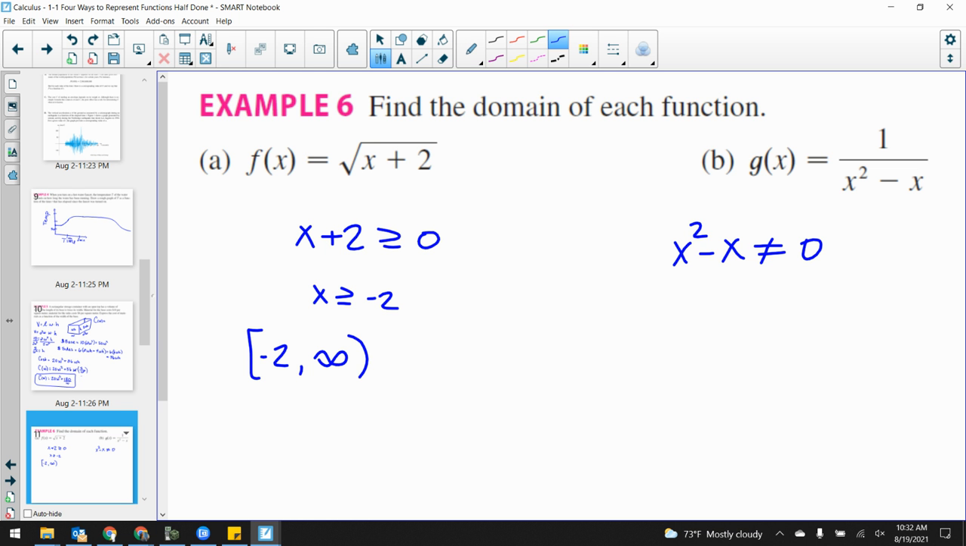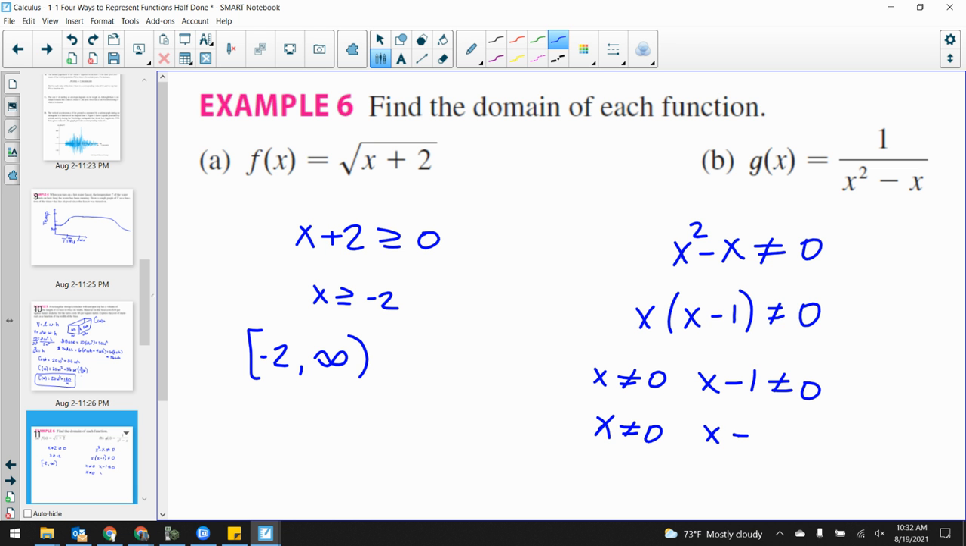And then you solve that equation. The denominator cannot be 0. Well, x squared minus x cannot be 0. Let's factor out an x. x times x minus 1 cannot be 0. And we solve that equation here. So, okay, the zero product property. x cannot be 0. x minus 1 cannot be 0. So x cannot be 0. x cannot be 1 if I add the 1 over to the other side.